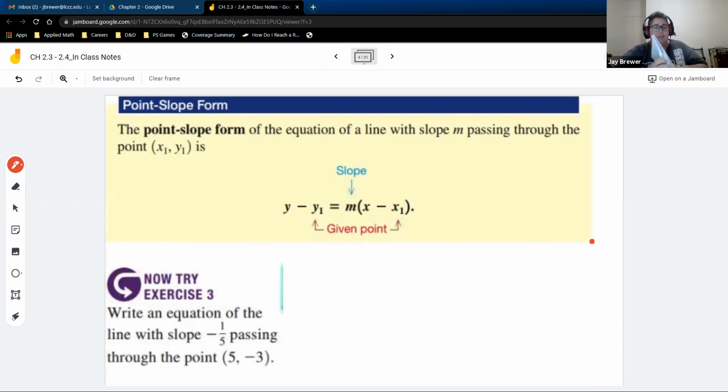Point slope form, literally, you want to use it for what it sounds like: when you have a point that is not the y-intercept and the slope. So in this case, we're going to plug it in, and then we actually have to do a couple of steps to finalize it. So here we're given the slope negative 1/5. So slope equals negative 1/5. And we're given a point (5, -3).